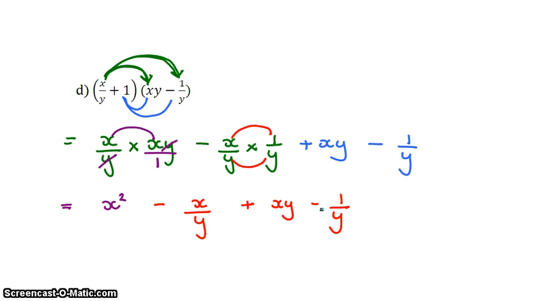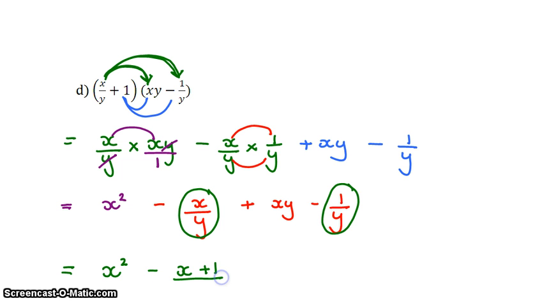Now this isn't particularly nice, and there might be like terms. I don't see any like terms with my x squared, and I don't see any like terms with my xy, but actually these could be combined somehow because they have the same denominator. So maybe I could write it as minus x, now I'm going to write plus 1 over y plus xy.